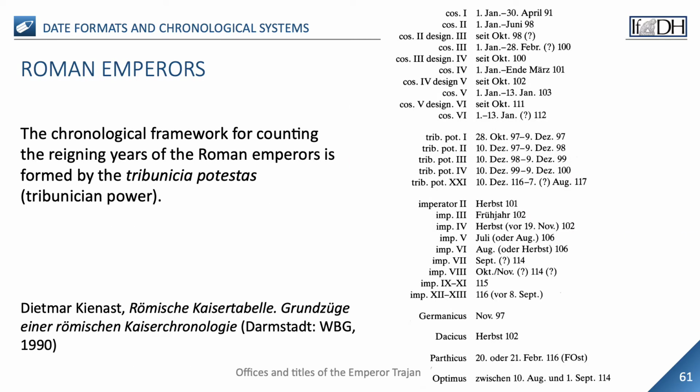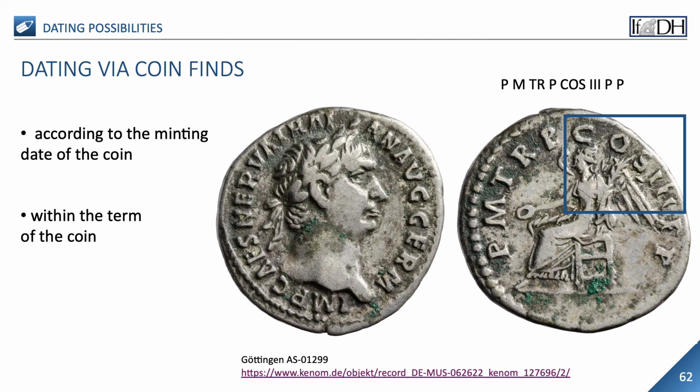In the Roman imperial period, dates are given in relation to the emperor's offices and titles. The chronological framework for counting the years of the reign is the indication of tribunicia potestas, or tribunician power. What this means in concrete terms can be seen in the list on the right for the Emperor Trajan. As in Athens, the dates cannot simply be transferred to our chronological system. Let us take a concrete example.